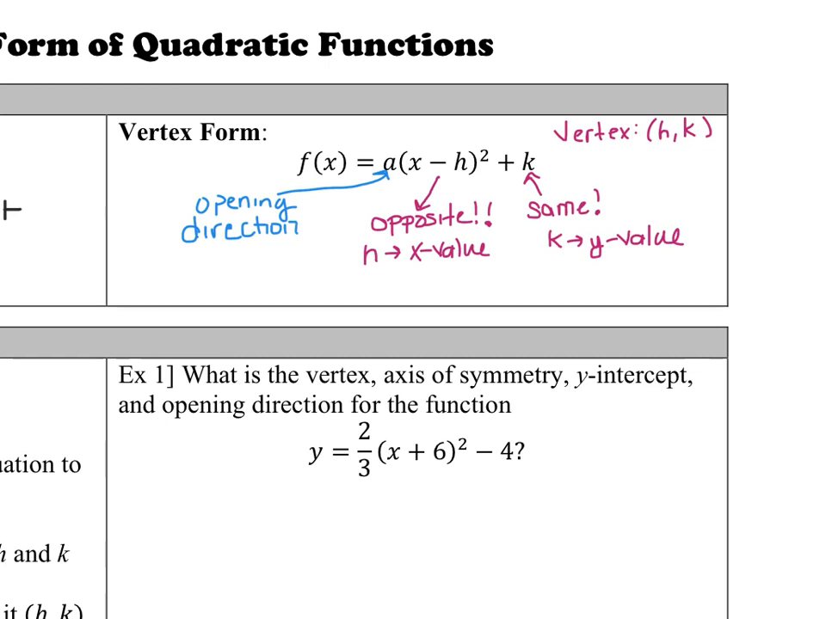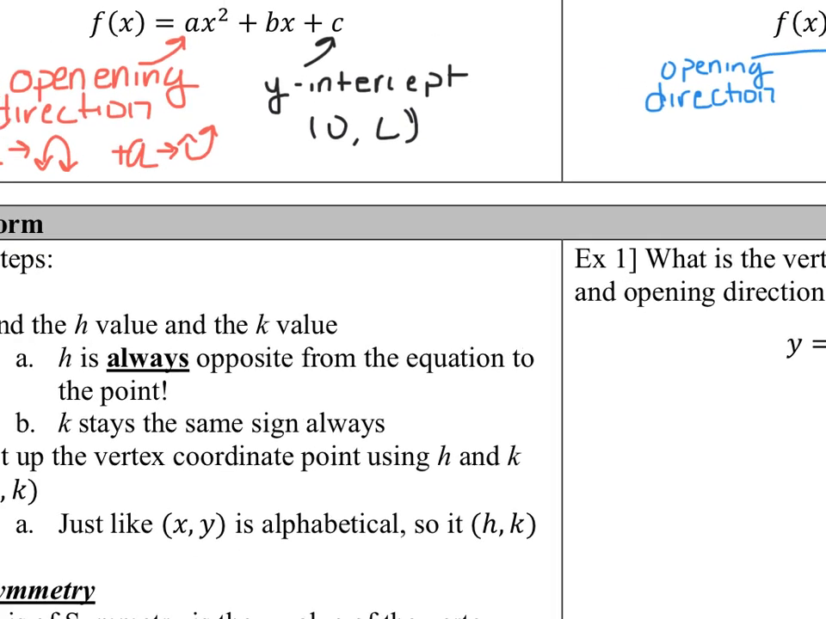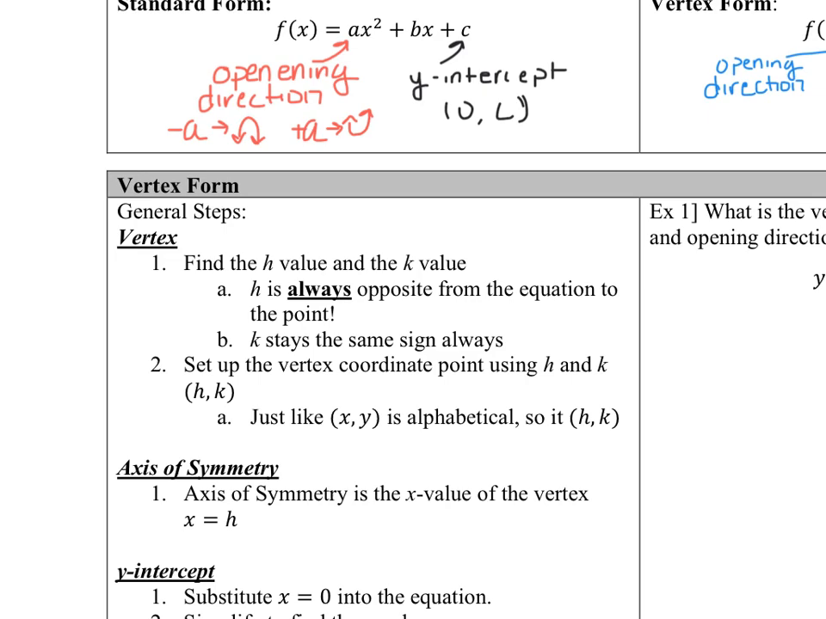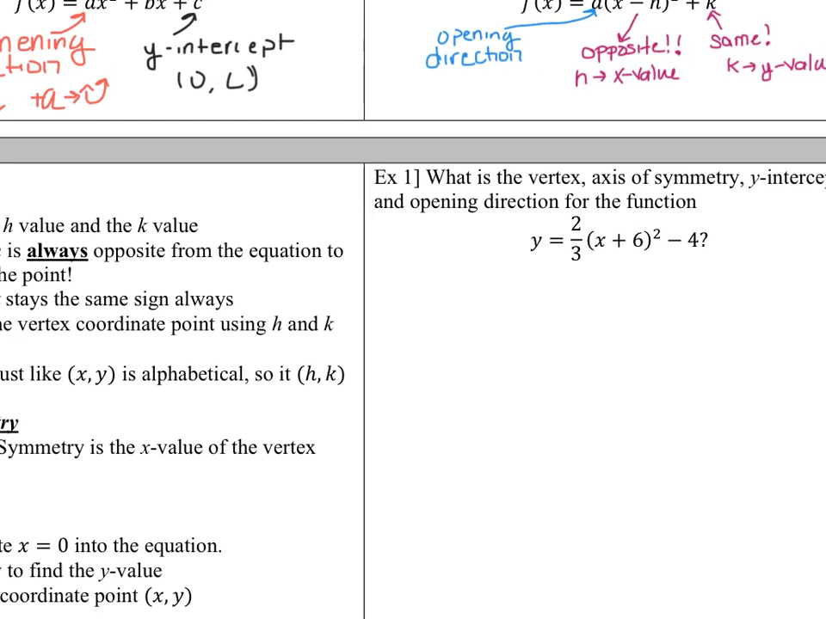And that's about all we can get from vertex form. We can't get the y-intercept from vertex form. You have to do some work for the y-intercept. So let's do an example with this. Here are my general steps for each attribute. The first thing we have is the vertex. Find your h from your equation and your k, and we're going to plug them in.